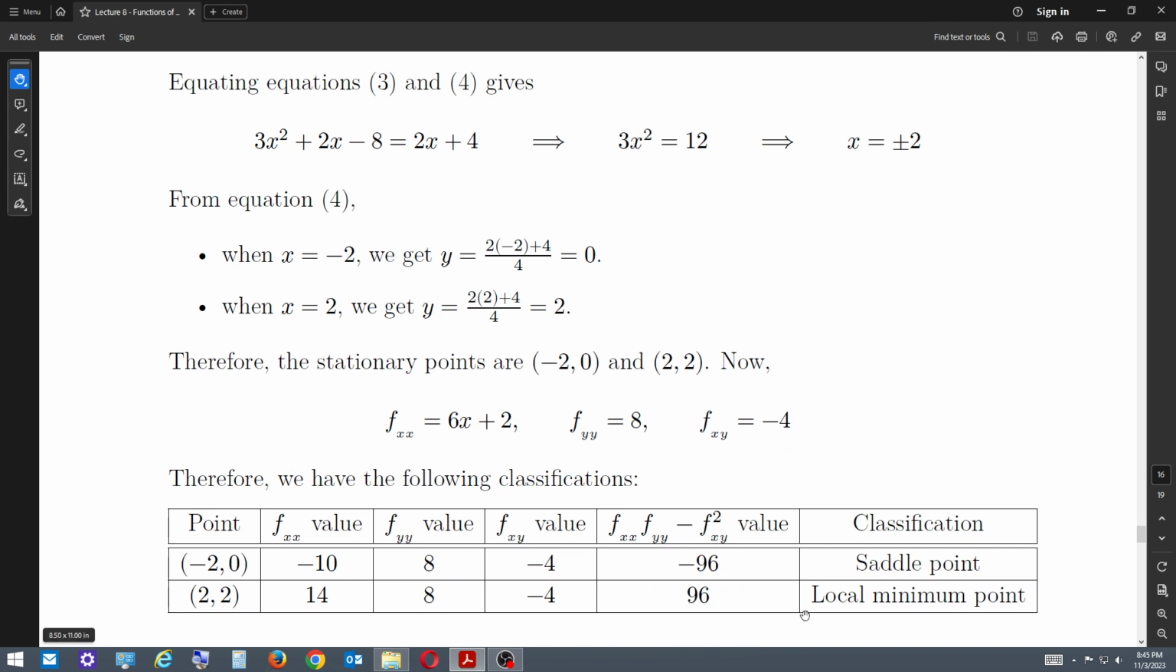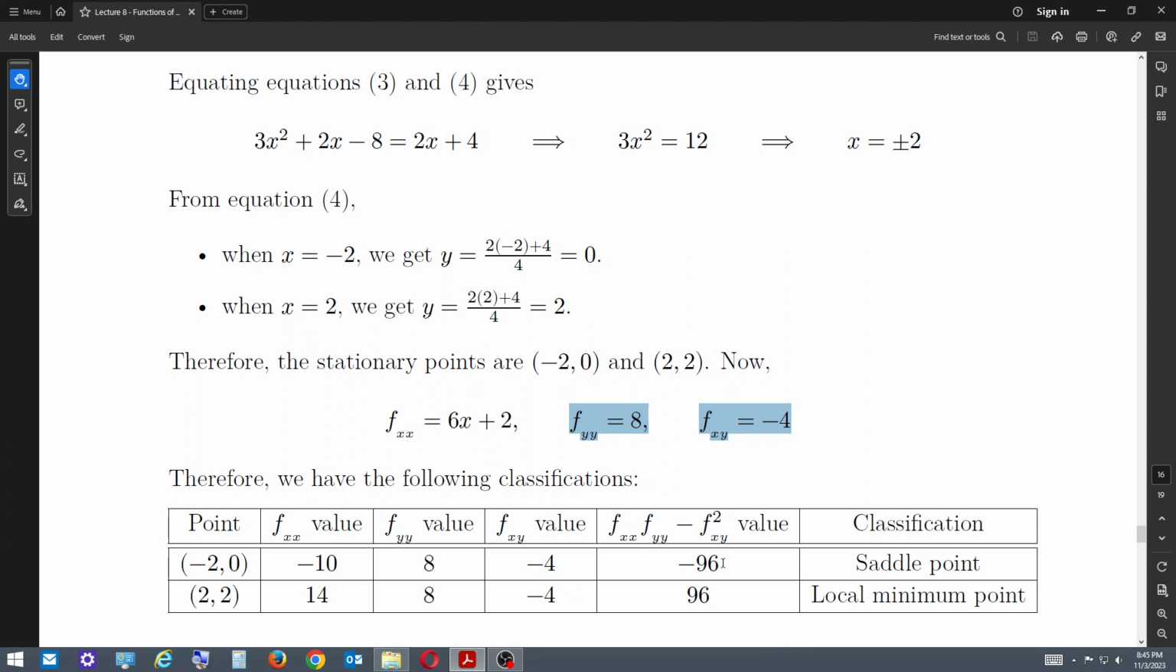Alright, so we create our table and write down the 2 points. This value only depends on x, right? So when x is negative 2, we get negative 12 plus 2, which is negative 10. When x is 2, we get 12 plus 2, which is 14. And these here are nice because they are just constants, so I can just write those back. I don't need to work anything out for those.